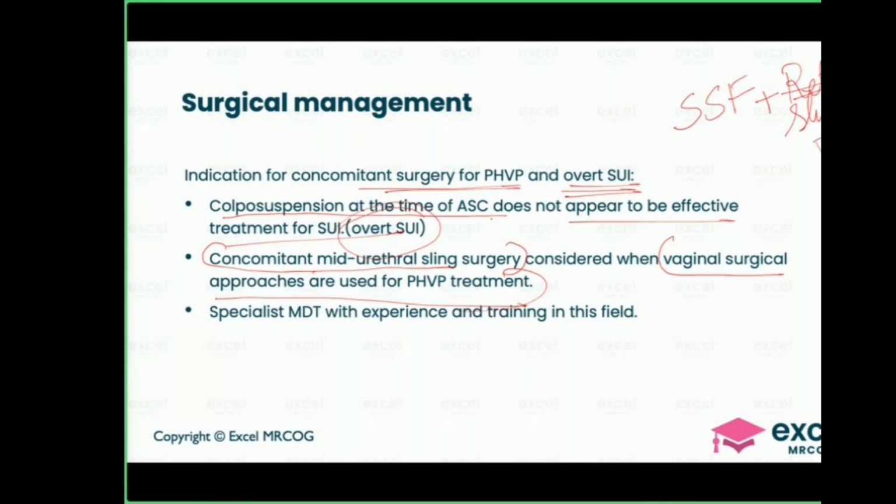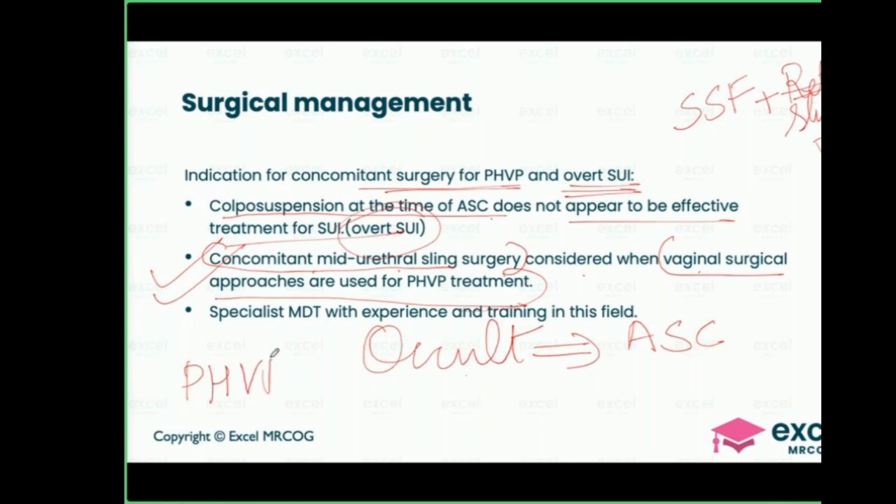So the evidence suggests that you would do concomitant mid-urethral sling surgery with a vaginal surgical approach for pelvic organ prolapse. So just to revise, for occult SUI, what helps as per evidence is abdominal sacrocolpopexy. Now this is occult SUI with pelvic organ prolapse. Okay, ASC plus Burch colposuspension is shown to be more effective.